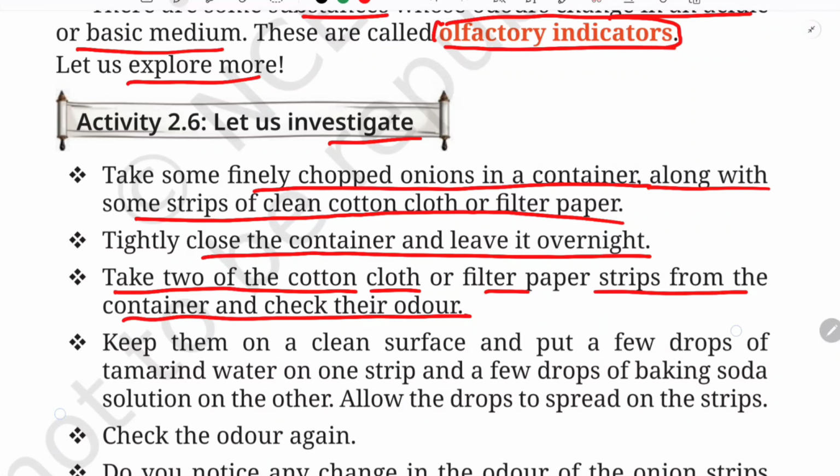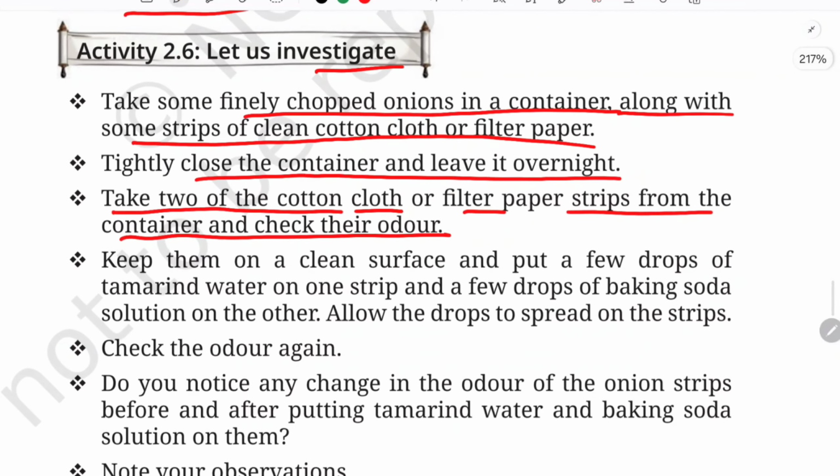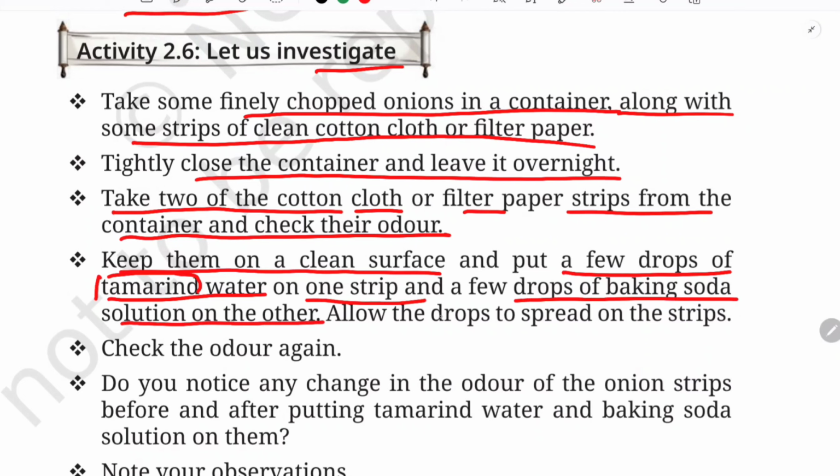Now take the cotton cloths or filter paper that you put with the chopped onion and kept overnight. Take them out and check them. Keep them on a clean surface and put a few drops of tamarind water, tamarind here means imli water, on one strip and a few drops of baking soda solution on the other. So this is acidic in nature and this is basic in nature, isn't it? So allow the drops to spread on the strips.